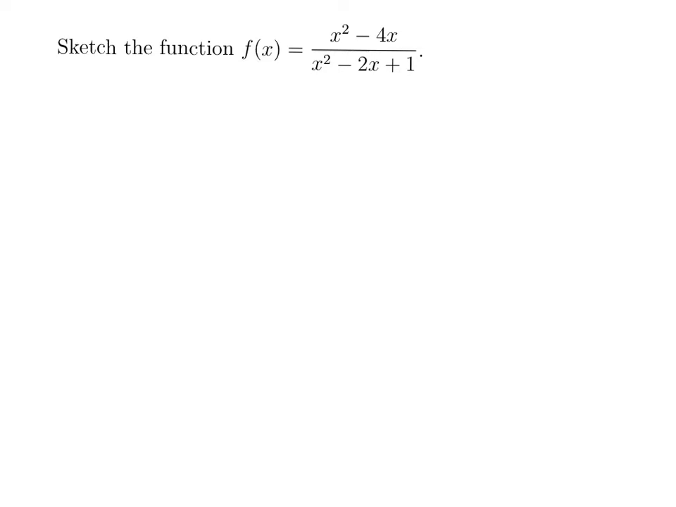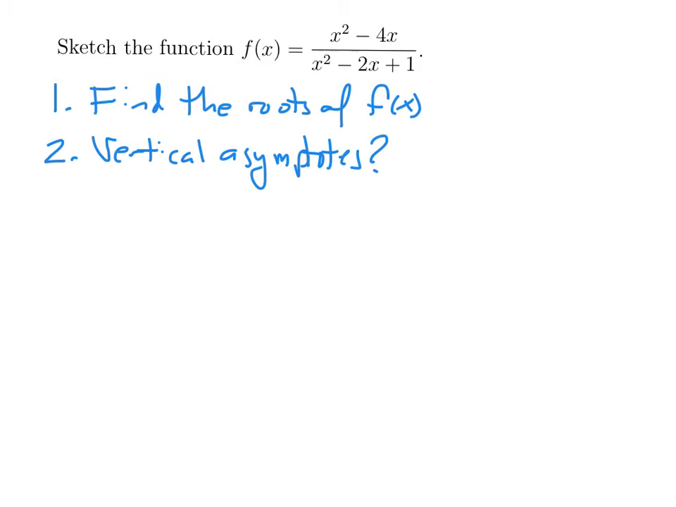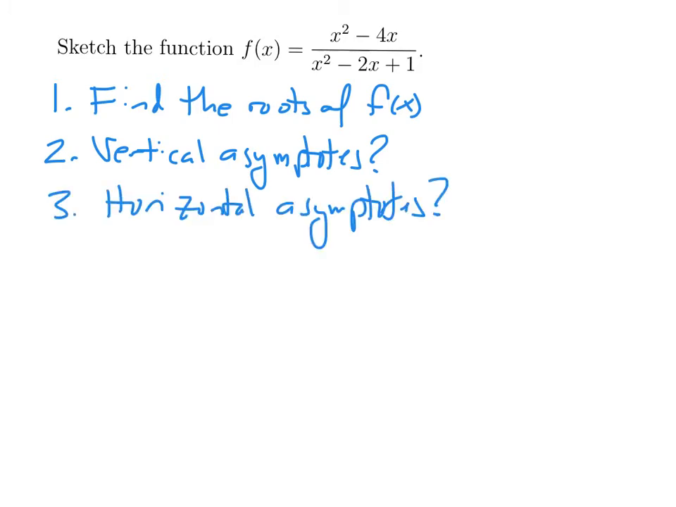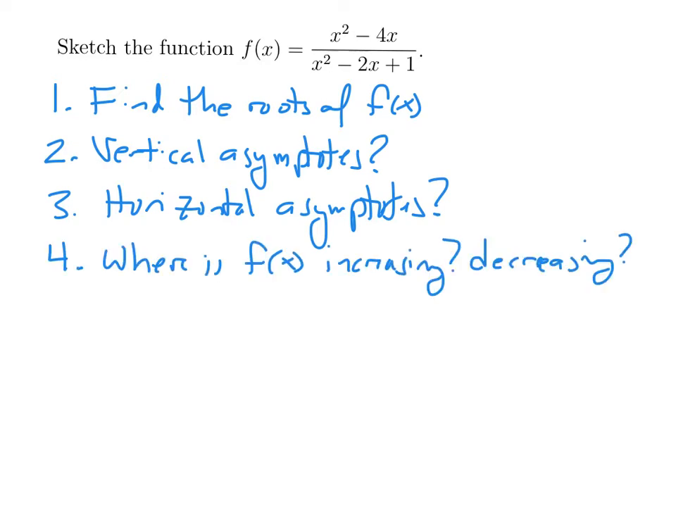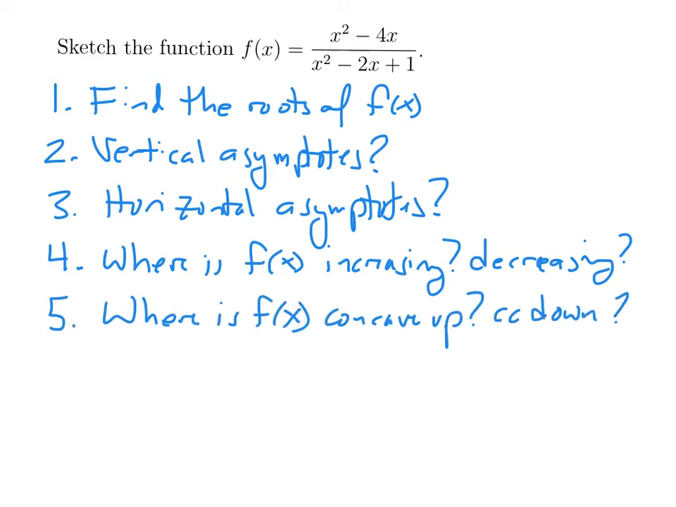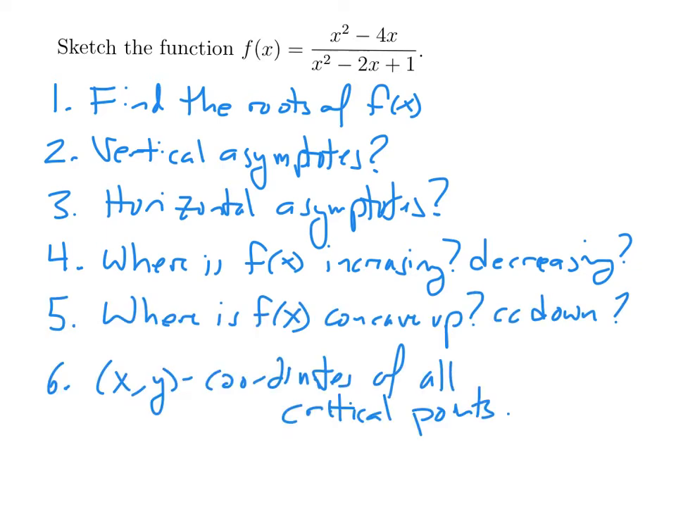In this problem, we'll use a mixture of calculus and algebra to sketch the graph of a rational function. We'll start by looking for the roots of the function. Since it's a rational function, it'll make sense to look for vertical asymptotes and horizontal asymptotes. After that, we'll use calculus to figure out where the function's increasing, decreasing, concave up, and concave down.